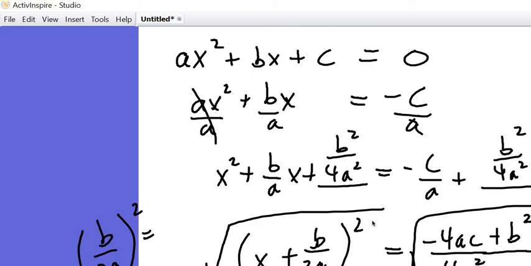So what is that? What do you get? 2a. 2a. Very good. Is this starting to look familiar? Yes. Okay. So, over 2a. Well, now I've got to subtract the b over 2a.